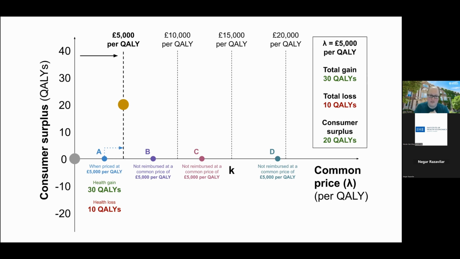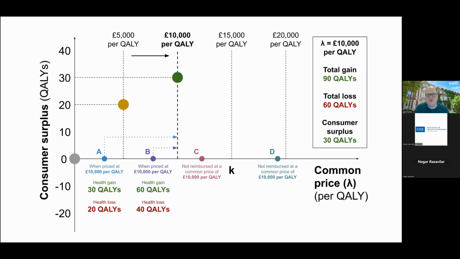of 10 QALYs. All the calculations for this are given in the paper if you're interested in working your way through all the different algebra and costs. I don't have time to get into all the calculations right now, but there is a health loss of 10 QALYs. So this means that treatment A provides a net population health gain of 20 QALYs. But B, C, and D are not provided. The threshold is just not high enough.